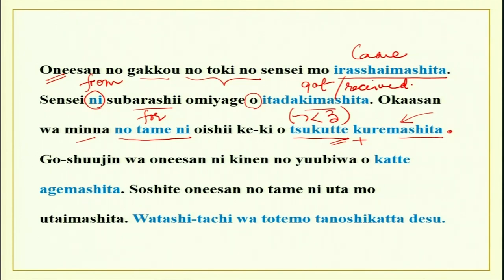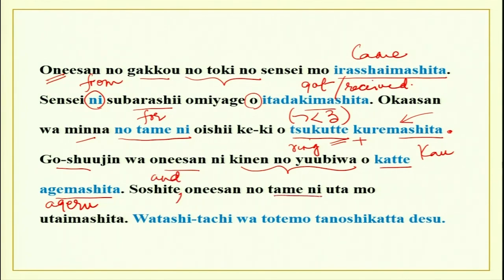Goshujin wa onesan ni kinen no yubiwa o katte agemashita. So, now someone wa someone ni, kinen no yubiwa is ring. O katte agemashita. Kaimasu, kau and ageru. Soshite, and onesan no tame ni, for onesan, uta mo, also utaimashita. Utau is the verb. So he gave a ring to my sister and he also sang for her.